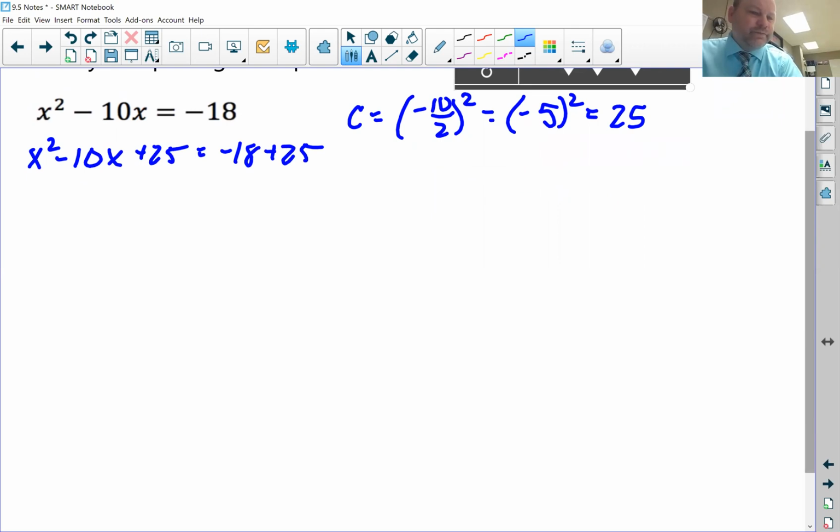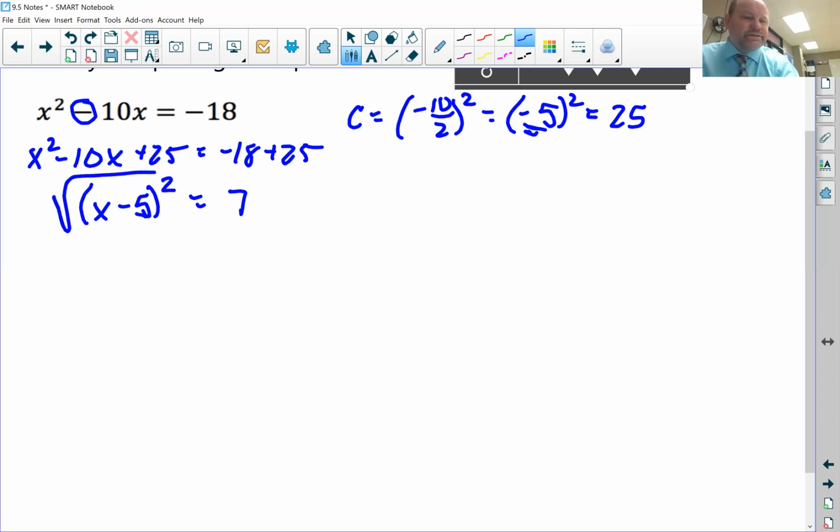Factor. Again, this one's minus 5 because that's what our value was that we squared. Another way to think about it, if we're subtracting the x term, we're going to have subtraction in our factored term for completing the square. Negative 18 plus 25 is positive 7. Take the square root of both sides. So we get x minus 5 equals plus or minus square root 7.